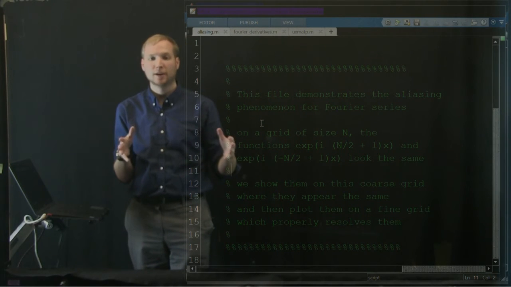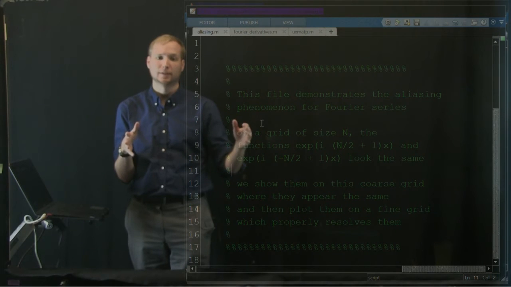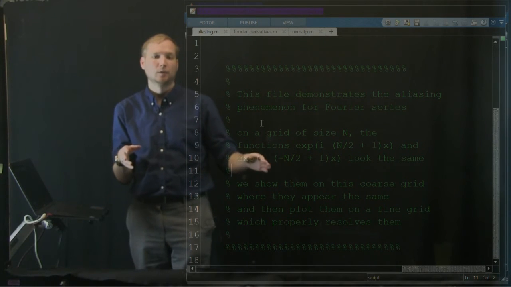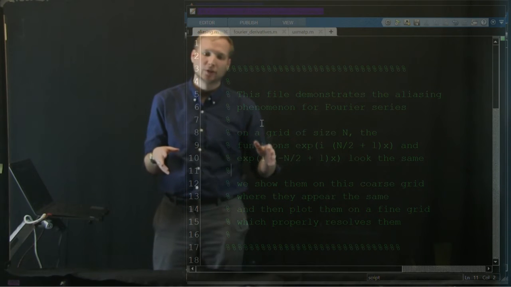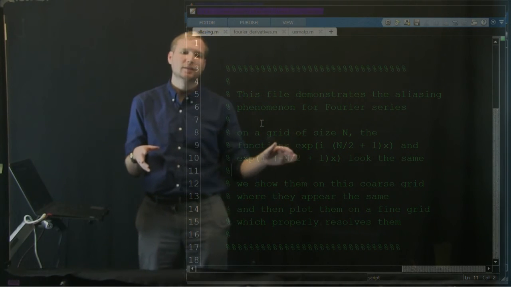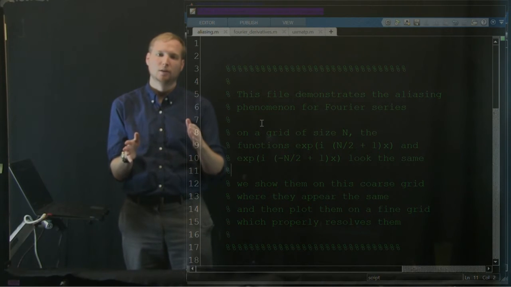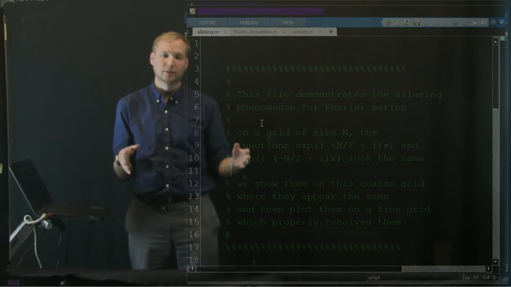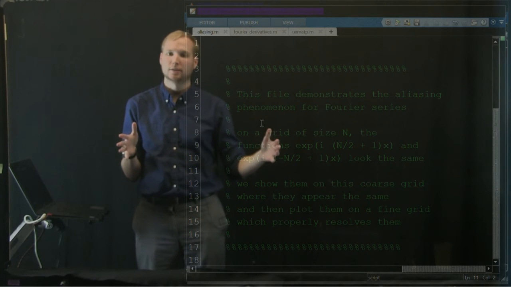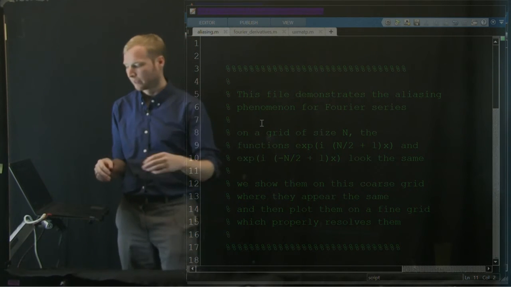And then I'm going to compare that to what the true function actually looks like for each. As we pointed out, when you're looking at the aliasing phenomenon, these take the same values on that coarse grid, on that grid of n points, but they're not the same function. So if we look on a finer grid, we'll actually see the difference between the two.